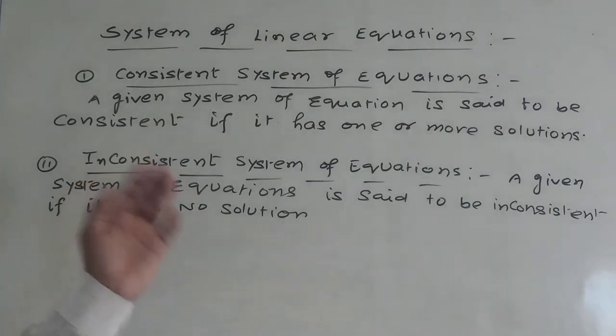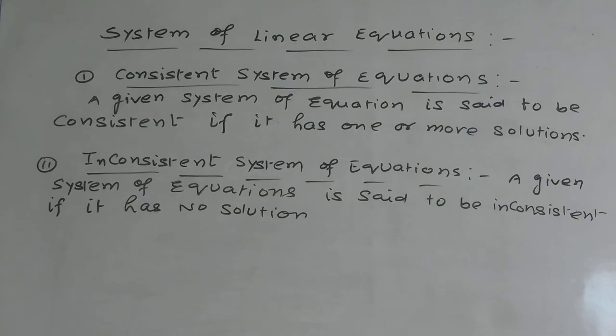तो आपने देखा कि दो तरह के system of linear equations होते हैं. First one is consistent and the second is inconsistent. First में one या more solution exist कर सकते हैं तो आपका consistent system होगा, और अगर no solution exist कर रहा है तो inconsistent होगा.